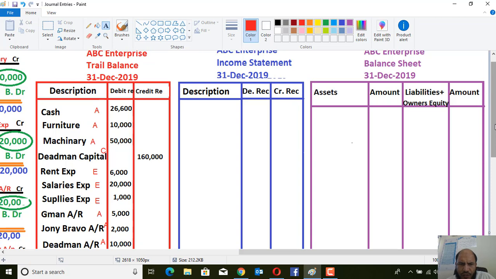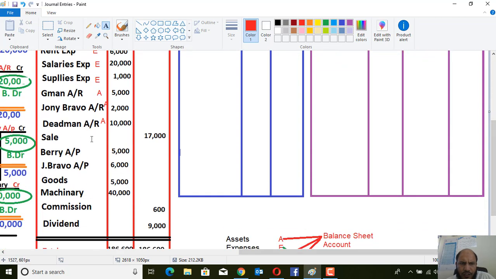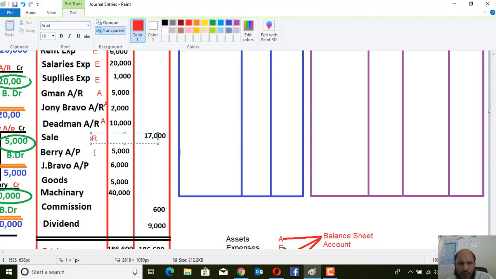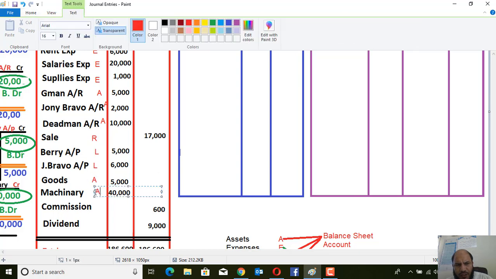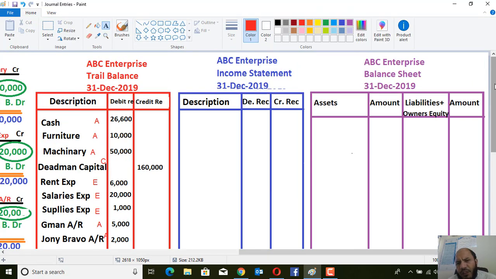And dear students, let's move downward. Sale is a revenue account. Account payable is a liability account. And the J. Brow account is a liability. Goods is an asset account because we were using the perpetual system. Machinery is an asset account. Commission is revenue, and dividend is also a revenue account. So dear students, we have found that the expenses accounts and the revenue accounts in this, we have nominated each and every one. Keep in mind that the income statement shows us the profit and loss of the company.